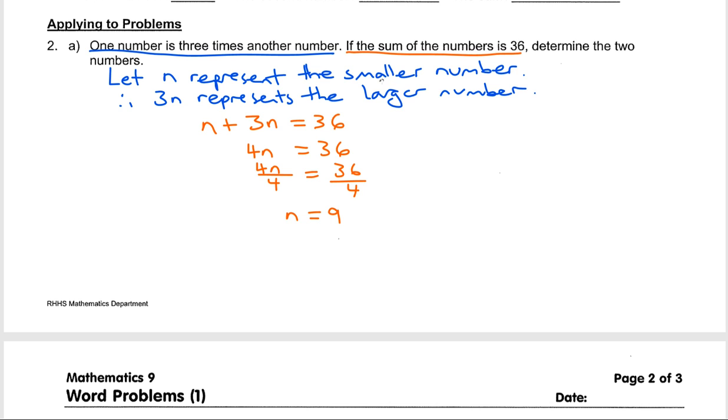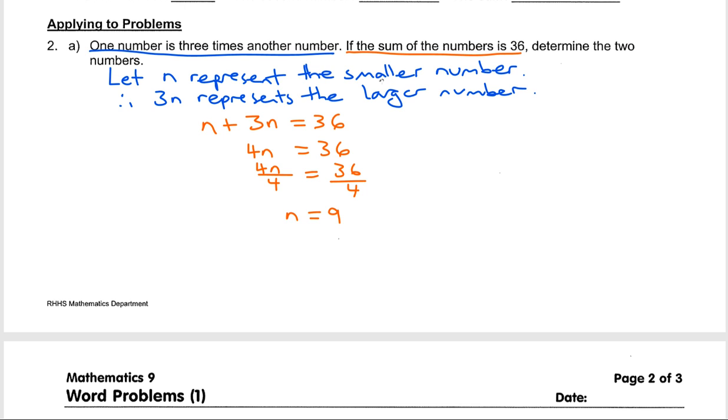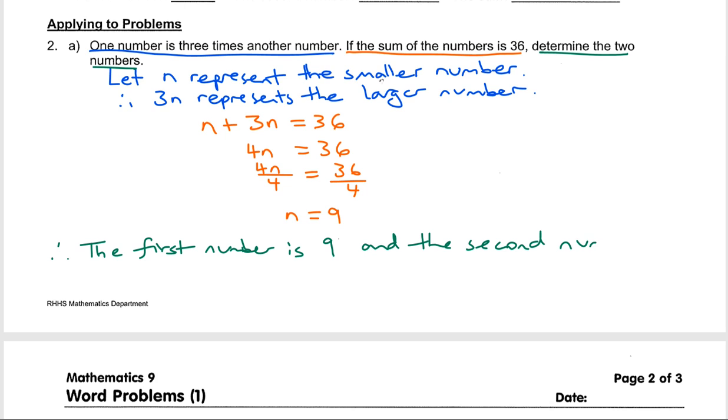Okay, so we've now solved the equation, but we haven't answered the question. So I'm going to change color again, say green. Okay, and now here's the part where we have to answer the question. Determine the two numbers. All right, so therefore, the first number is 9. I know this. And the second number is 3 times 9, which is 27.